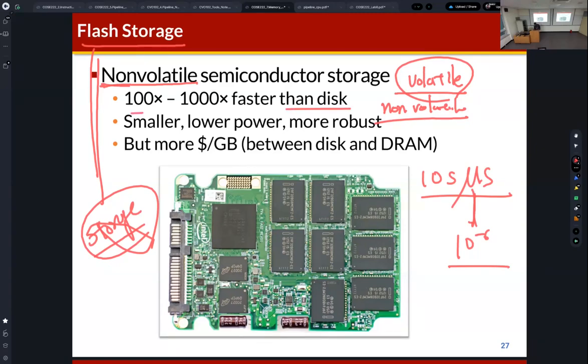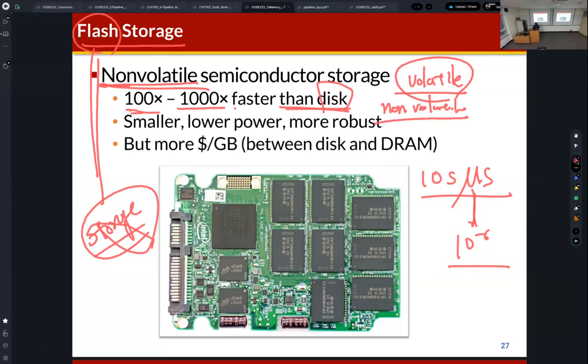In this slide, you can find that it's 100 to 1,000 times faster than disk. It means the magnetic disk is much slower than the DRAM. Also the flash memory is non-volatile memory, and the density is also high. That's why we use flash memory as the storage device, storage medium.